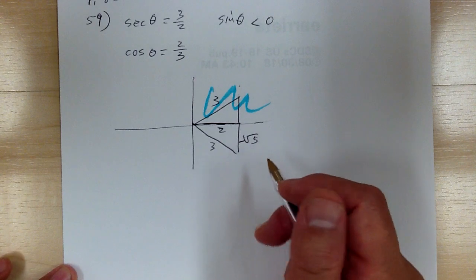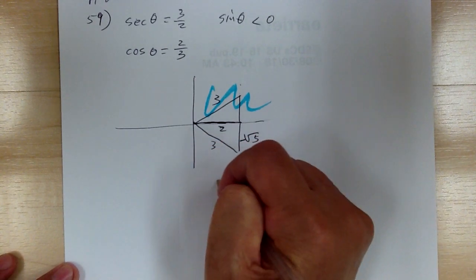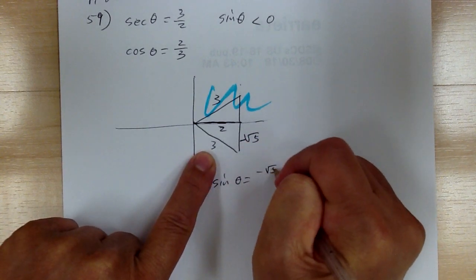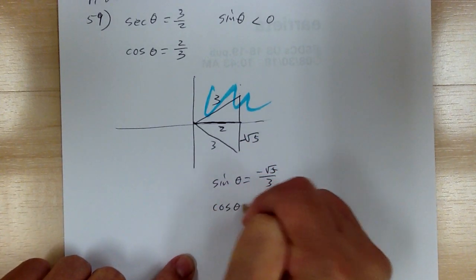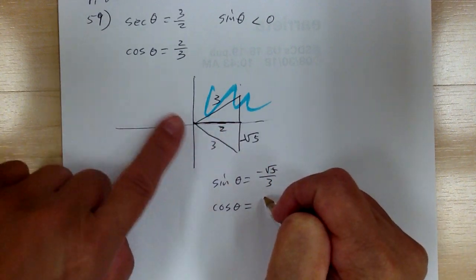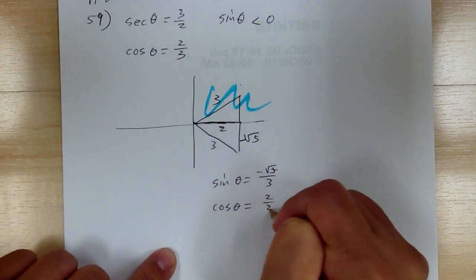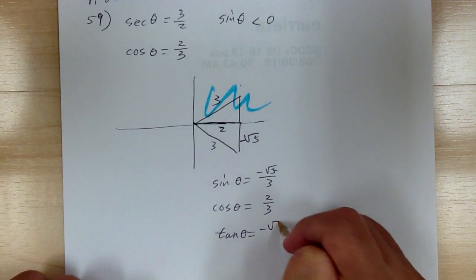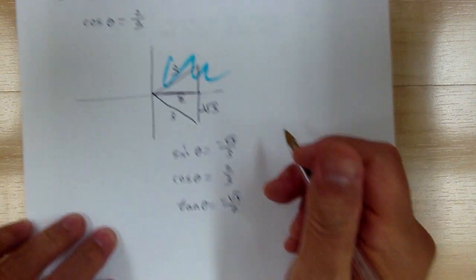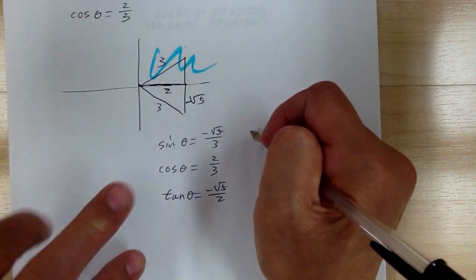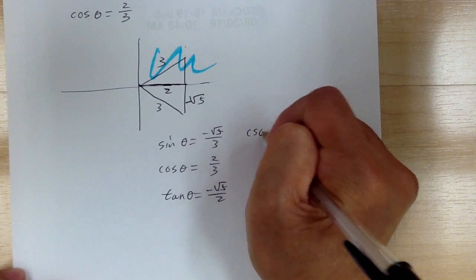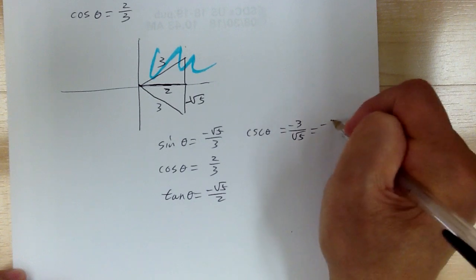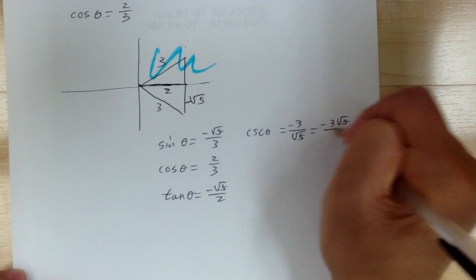then you can go ahead and write all your 6 functions. Sine theta is vertical over hypotenuse, so it will be negative square root of 5 over 3. Cosine theta is already given, but you still write it again. Tangent theta is sine over cosine, so it would be negative square root of 5 over 2. Once you get a primary function, the secondary function is just the reciprocal. So cosecant would be negative 3 over square root of 5, which equals negative 3 square root of 5 over 5.